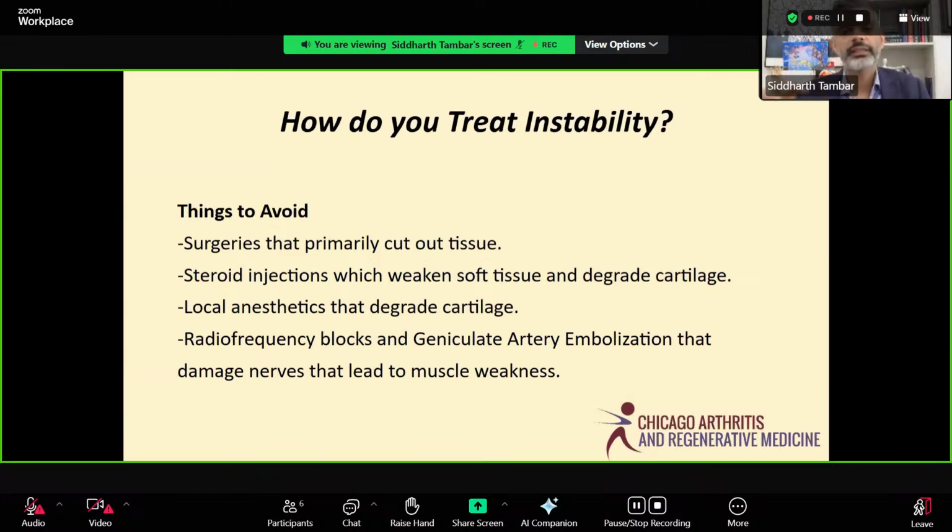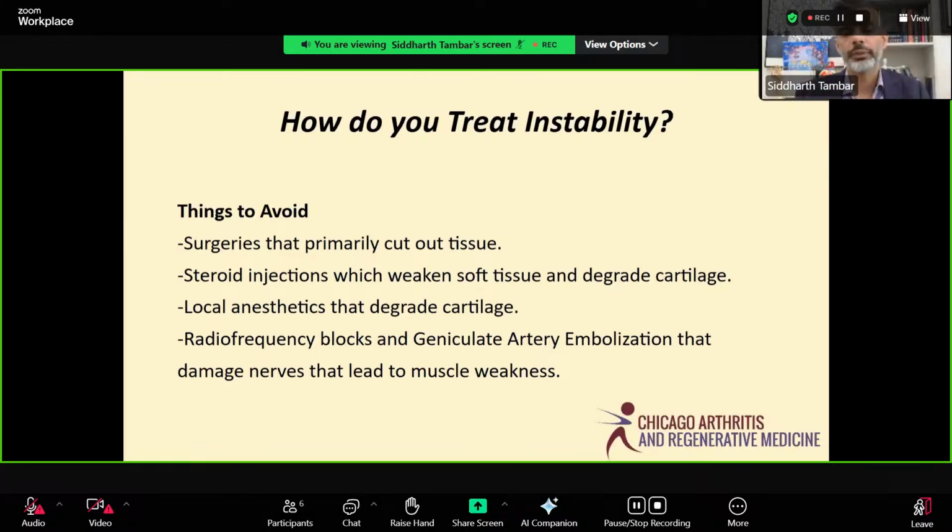In wear and tear arthritis, the issue is that if you do it too often, you can weaken and damage cartilage and soft tissue structures. A lot of times, your physician for pain relief may be injecting a high concentration or volume of local anesthetics that can give pain relief but can also degrade cartilage long term.